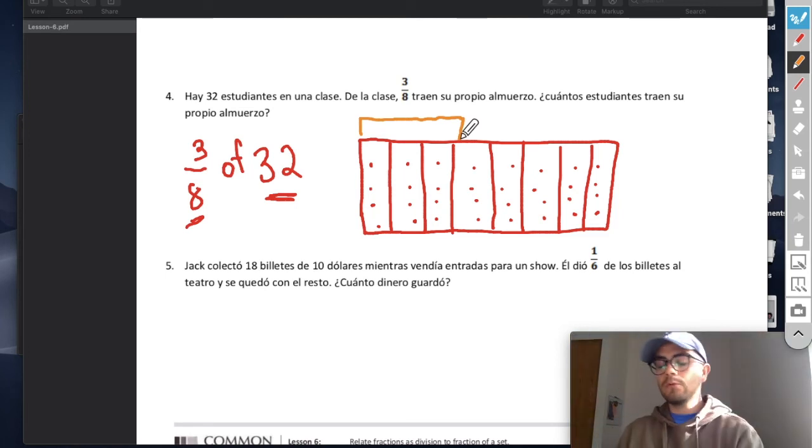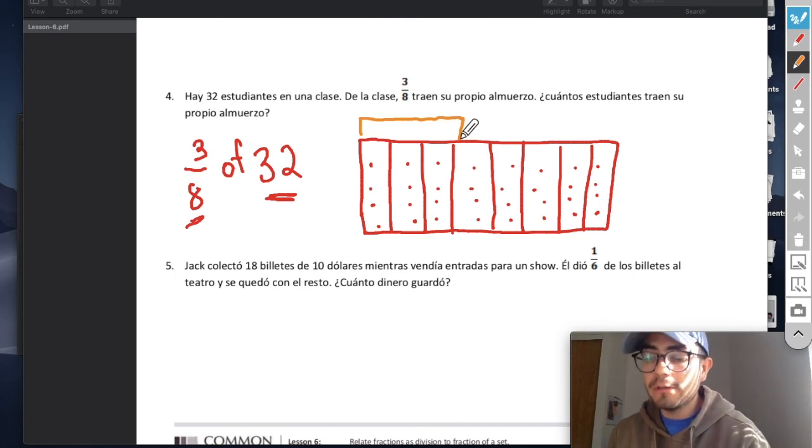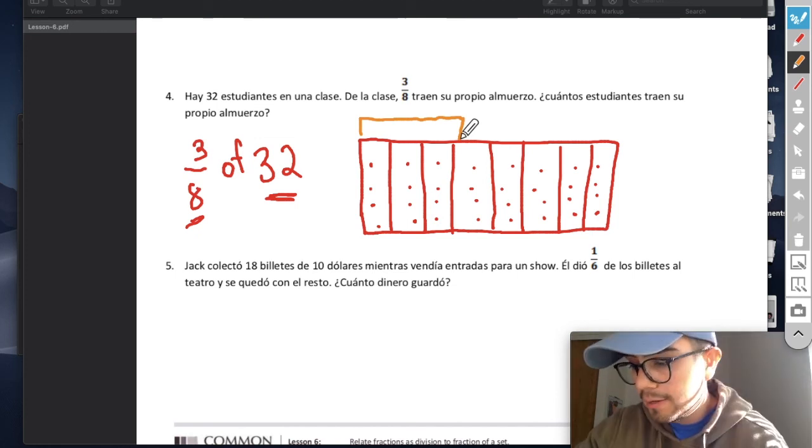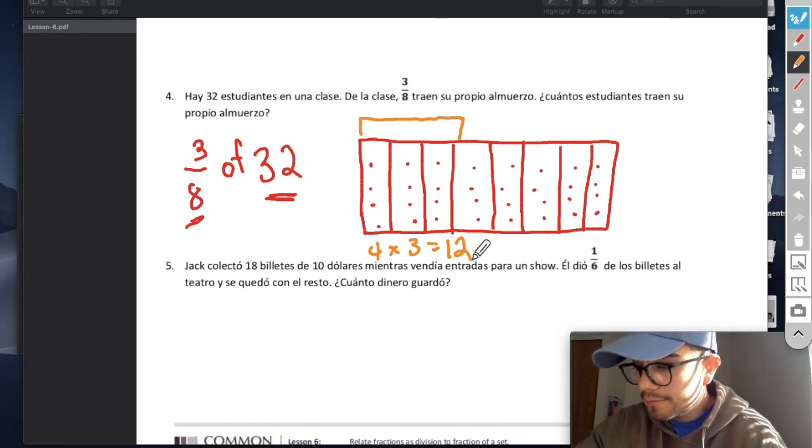of these rows have in total? Well, if one is worth 4 and the other is worth 4 and the other is worth 4, an easy way would be to take 4 times 3, which will give us the total value, and that's 12. So that means that 3/8 of 32 is 12.